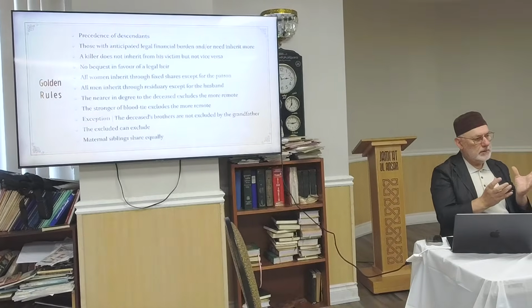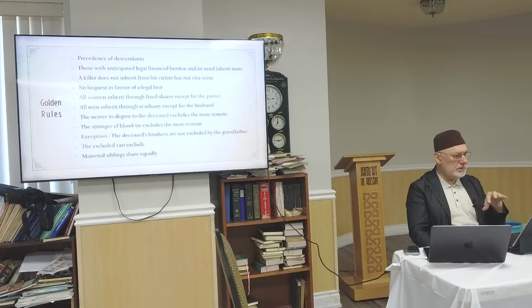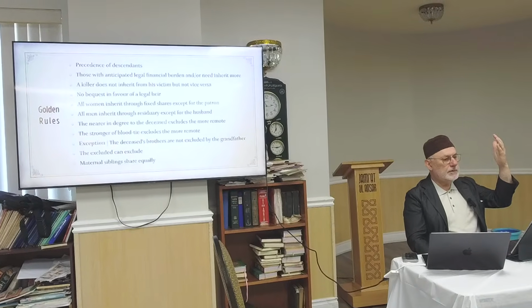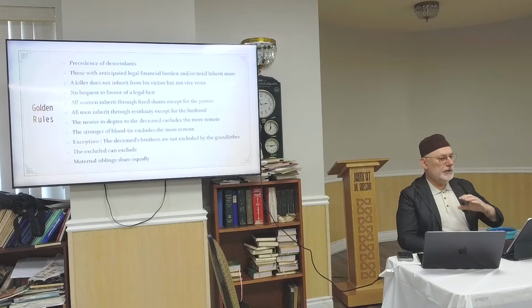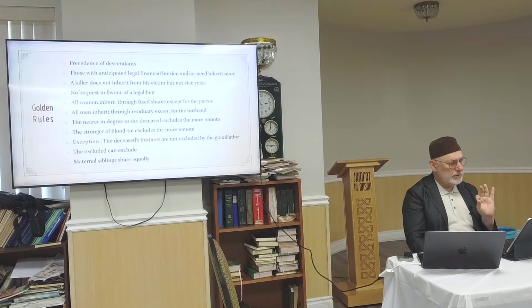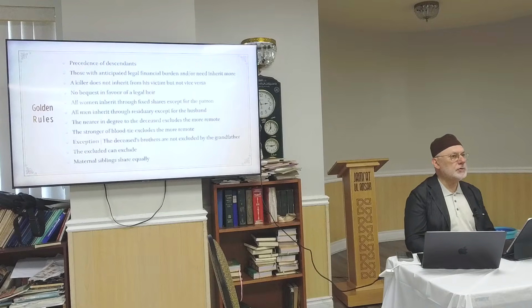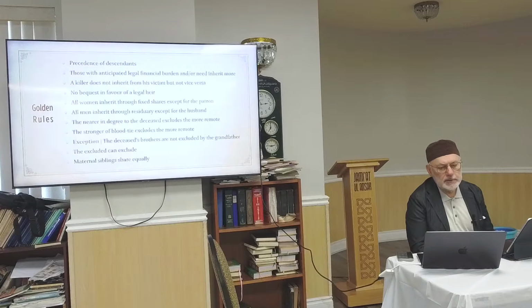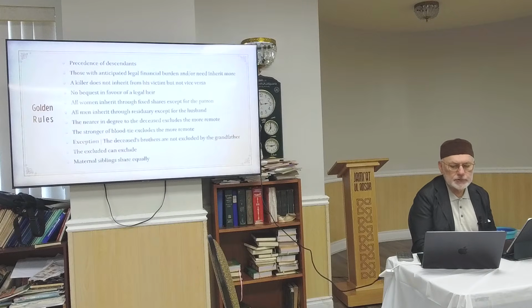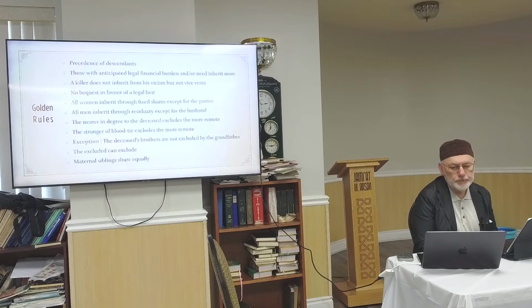The inner family: you have a deceased, and you have descendants, progeny, children. You have parents. You have husbands and wives. The inner family, all of them inherit, but different percentages, depending on their anticipated either financial need or financial burden or whatever. Those with anticipated legal financial burden and or need may inherit more, and actually they do inherit more.